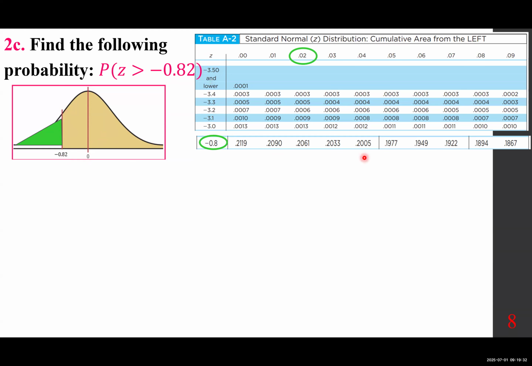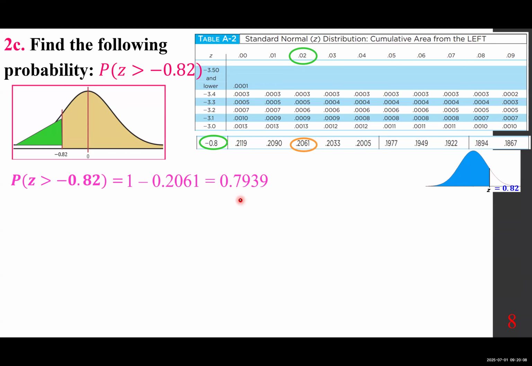I didn't have room. I put a portion of it. Negative 0.8 here, 0 to here. That means negative 0.82. What area would that cover? 0.2061. And so that is this area to the left. So what is the area that we want? 1 minus that.